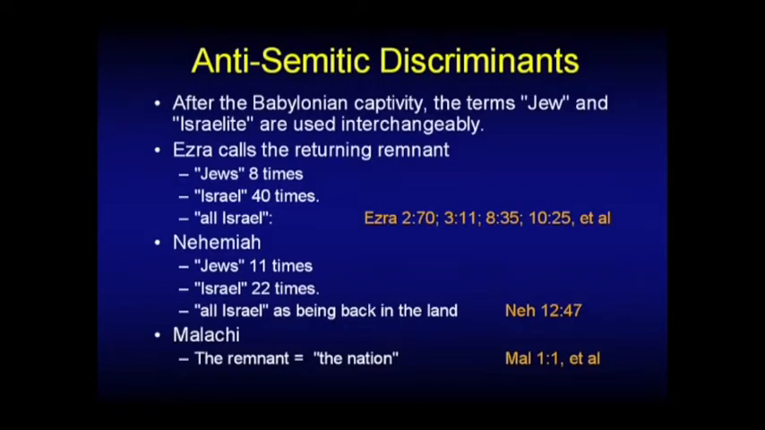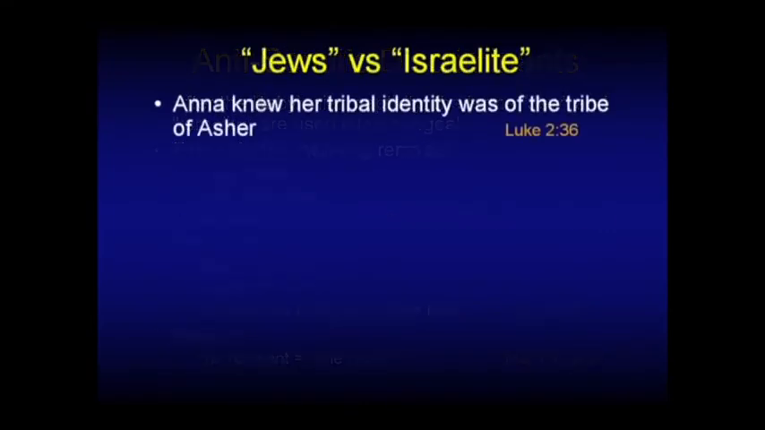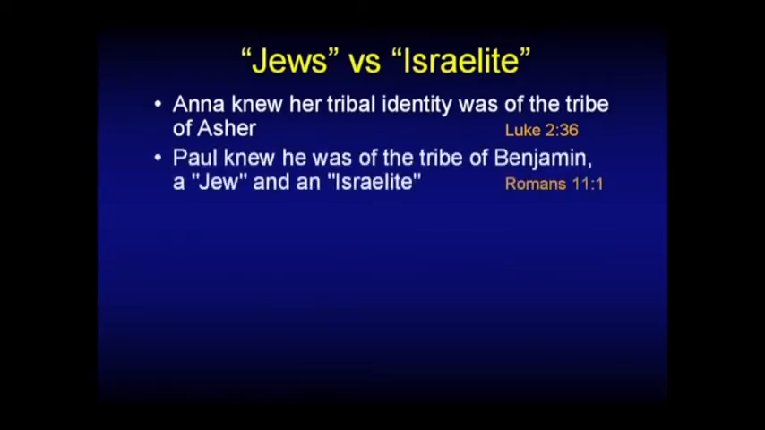Be careful. Malachi also indicates that the entire remnant was called the nation. Malachi 1:1 and elsewhere. And remember Anna in Luke 2? She knew she was a descendant of Asher. She knew what tribe she belonged from. Paul knew what tribe he was from. He was the tribe of Benjamin. He was a Jew and an Israelite. He's using those terms interchangeably. Paul was an Israelite and he was a Jew. But he was from Benjamin, not Judah. You see what I'm getting at? These people who try to make those distinctions are pursuing an agenda.